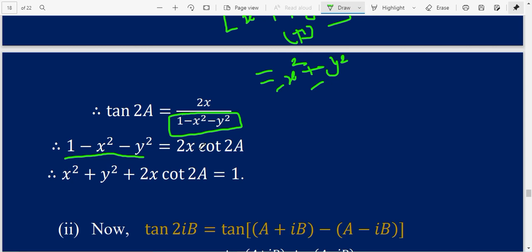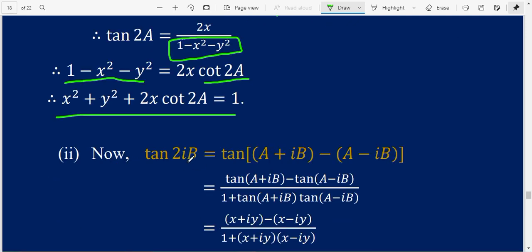1 upon tan 2a is equal to cot 2a. So x square plus y square plus 2x cot 2a is equal to 1. This completes the proof of the first part.